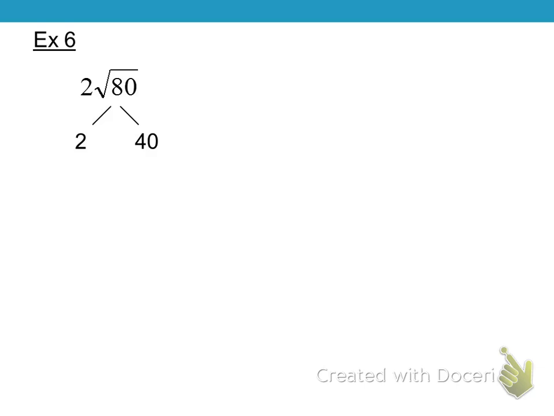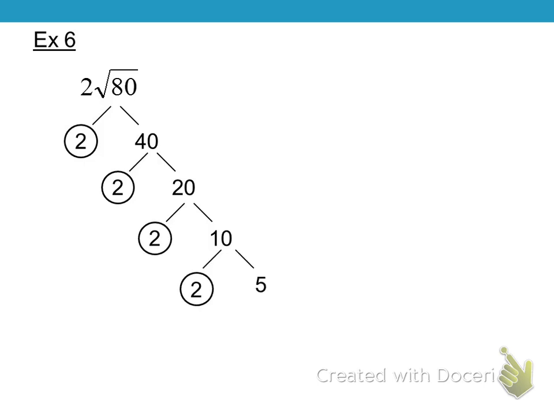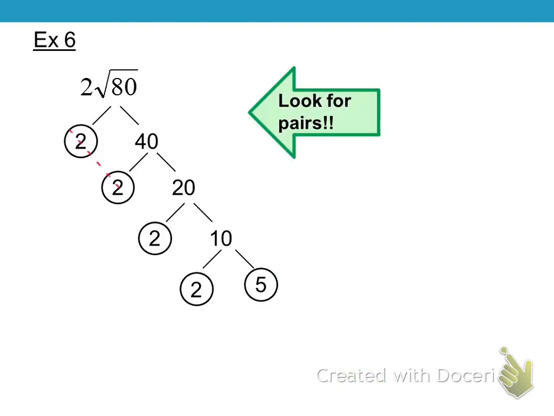All right, so 80 is 2 and 40. 2 is prime. 40 is 2 and 20. 2 is prime. 20 is 2 and 10. 2 is prime. 10 is 2 and 5. 2 is prime. I've got 2 pairs of 2s. So 2 comes out. 2 comes out.